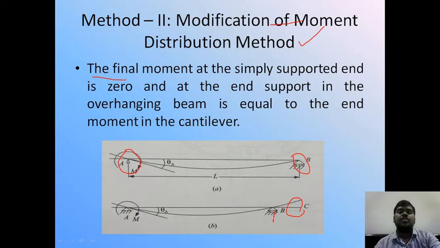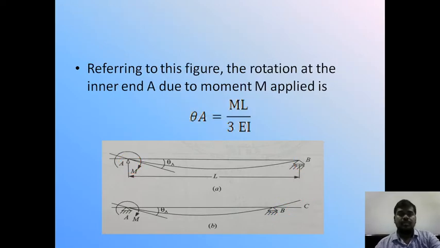The moment at B is taken as the end moment at C, because there will be no load acting on BC. This is just overhanging, but we cannot add any load on that. So referring to these two figures, which were shown right from the start, the rotation at the inner end A due to the moment M applied is theta A equal to ML by 3EI.